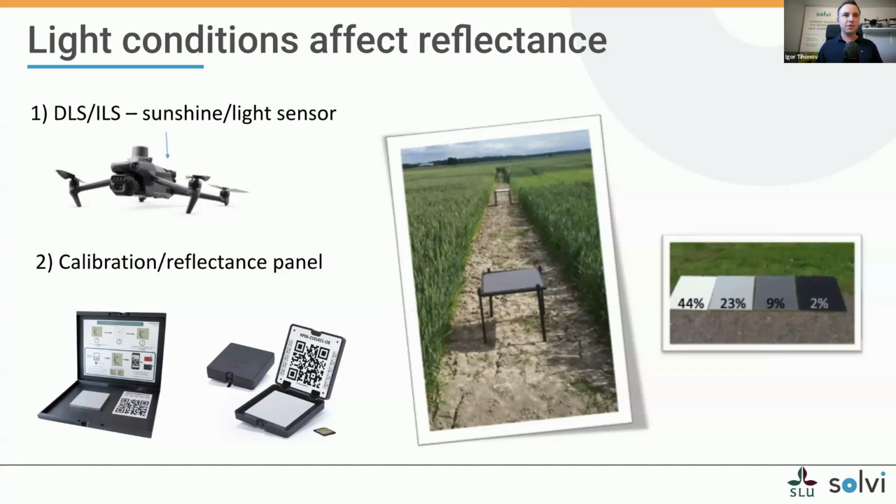Another way of doing calibration is to use calibration panels that are placed on the ground. Here we can see MicaSense panels, and these are panels that SLU uses, custom made by a company from Finland. The idea here is that these panels have known reflectance measured in the lab. So before and after the flight, you take images of these panels with the drone, and then, knowing their reflectance, you can calculate what kind of corrections to apply to the images to take the different light conditions into account. So those are the two main methods.